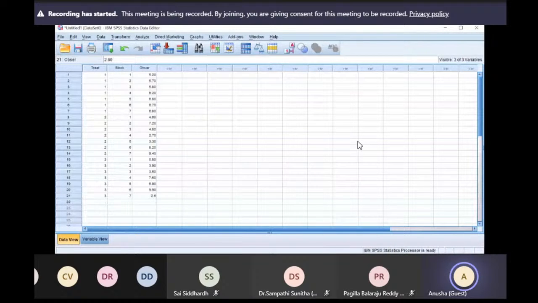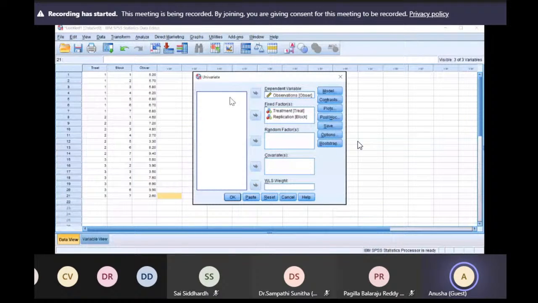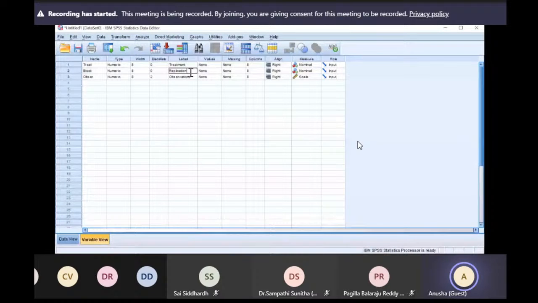Okay, now go to Analyze, Univariate. You reset it. Now send your treatment and blocks. Just cancel one. Reset. Then go to the variable view, and instead of replication, write it as block.